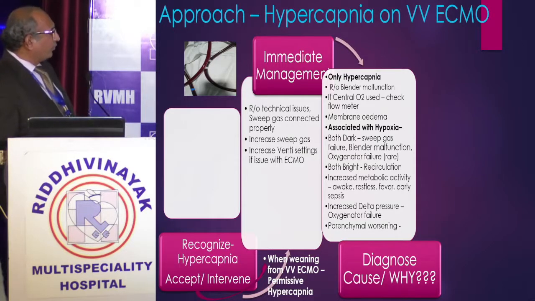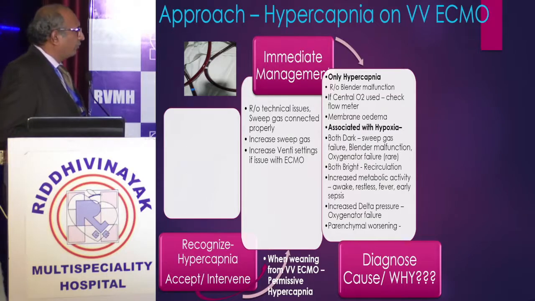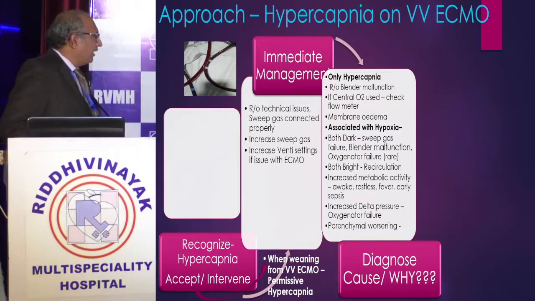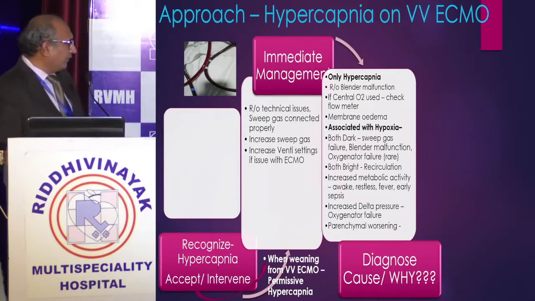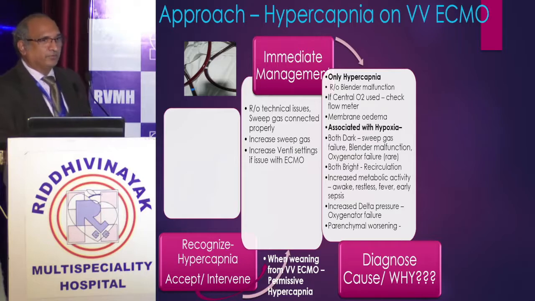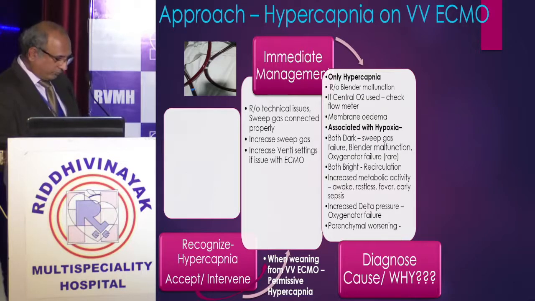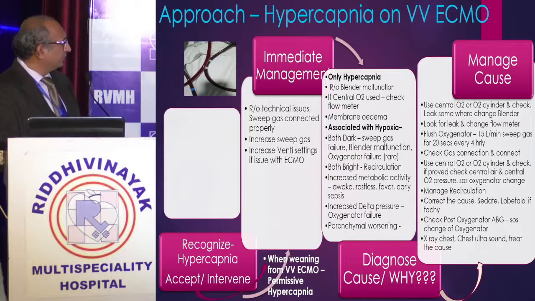If it is associated with hypoxia, then again the same causes of hypoxia apply. The tube color dark, sweep gas failure, recirculation can be the cause. Increased metabolic activity, increased delta pressure, and parenchymal worsening. So that remains the same as the hypoxia causes. And you have to correct the underlying cause. So keep in mind the membrane edema. That is most important.